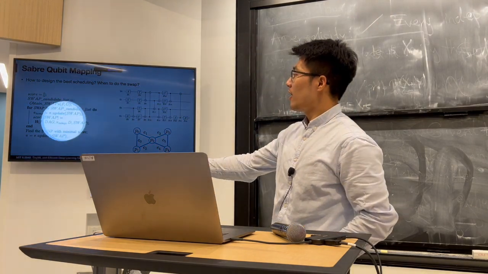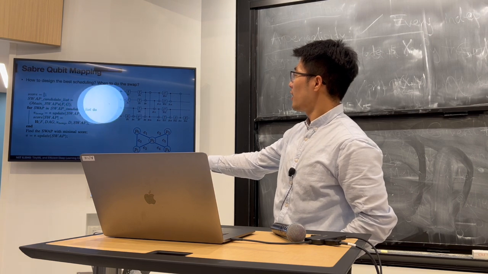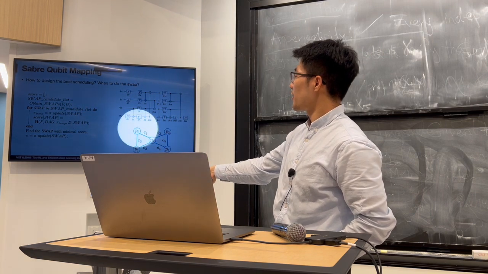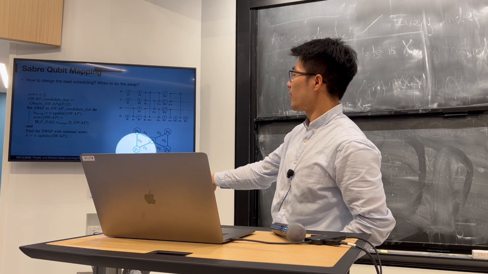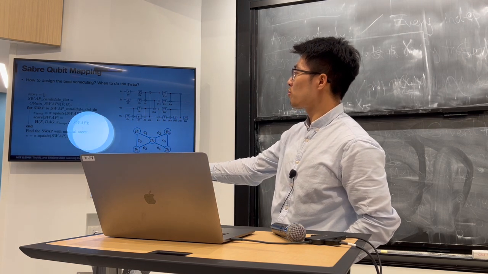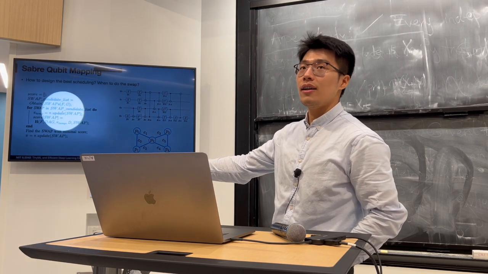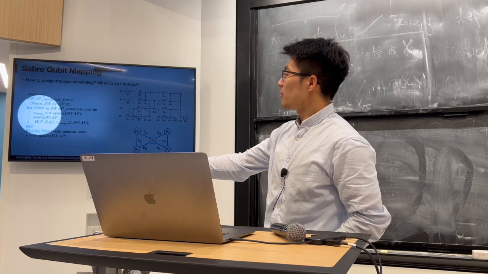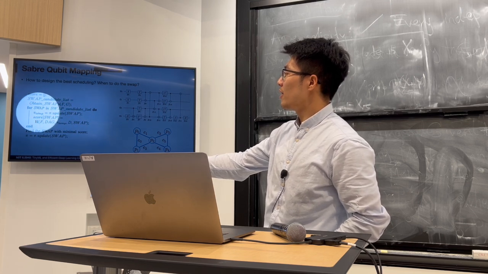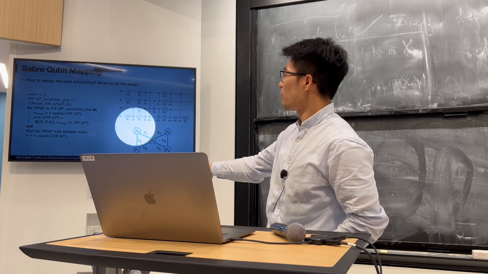So we can see, for example, we can do the swap for P0, P2, and also P0, P1. So there are 6 available swaps in the candidate list. And then we can look at each of them to see what happens if we perform the swap between those 2.